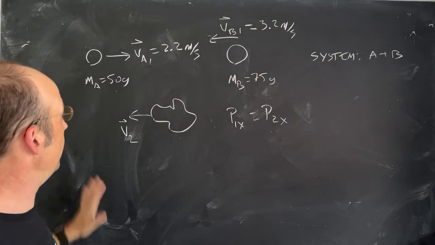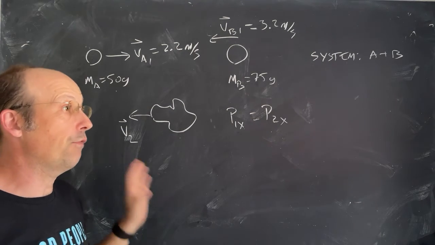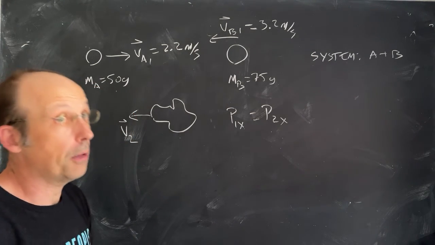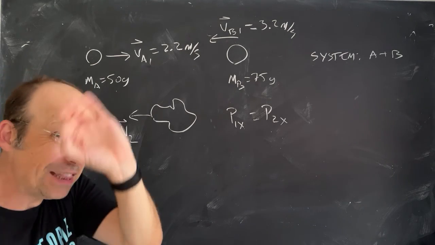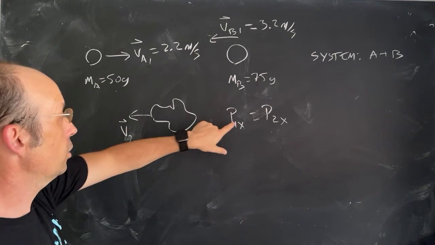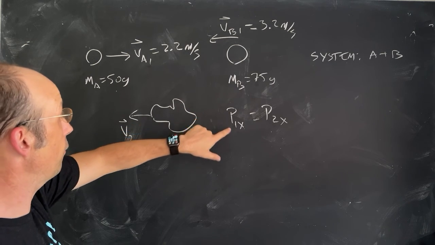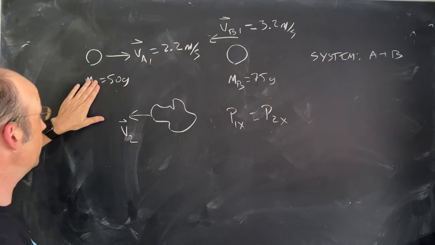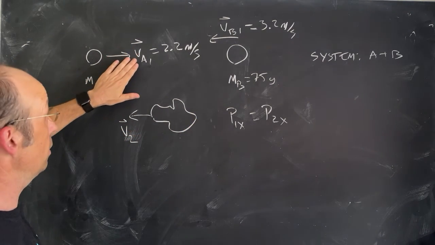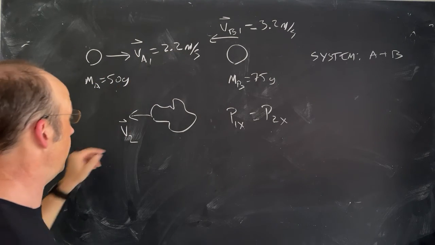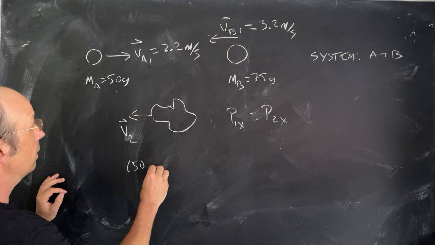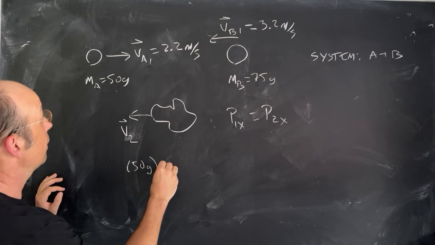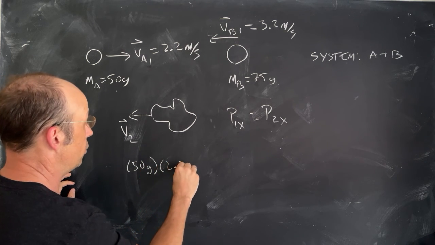Okay, so let's write down what we have. If we're just dealing with momentum, the units of mass don't matter, so I'm going to leave this in grams. But I'm going to put the g there so we know it's in grams. So P1x, the total momentum before the collision, is going to be this mass times its velocity in the x direction, which is in the positive x direction. So I have 50 g times its velocity of 2.2.